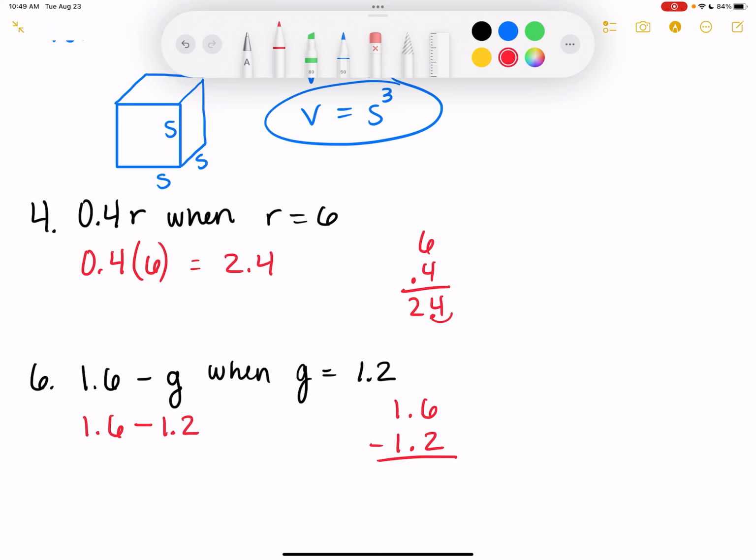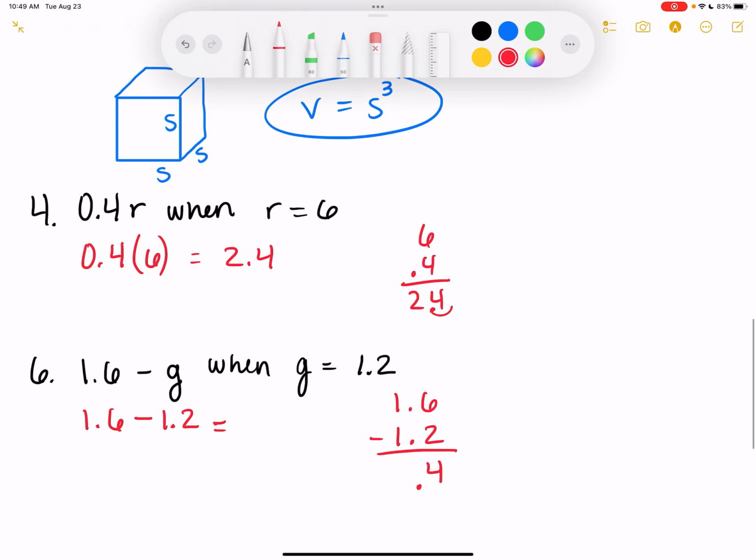So 6 minus 2 would be 4. And when you're adding and subtracting, you just bring the decimal point down. It's only with multiplying that you're going to end up moving it over. And then 1 minus 1 is just 0. So this answer is just 0.4.